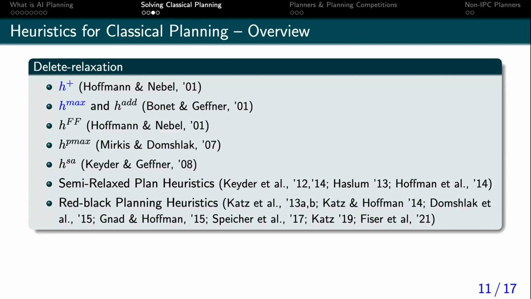H max and H add are estimates of H plus. H max talks about achieving the most expensive fact, and H add talks about the sum of fact achievement costs. HFF is probably the most famous heuristic, and it finds some delete-free plan. HPmax is a cost-sharing approximation of H plus, and HSA is a set additive modification of H add.